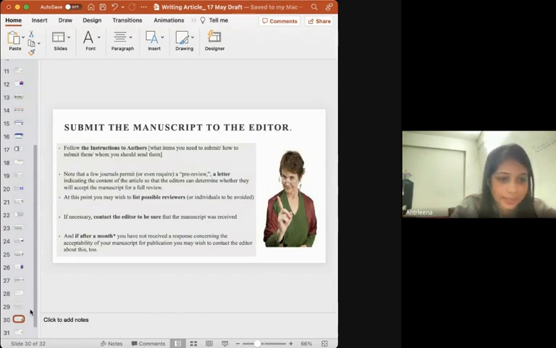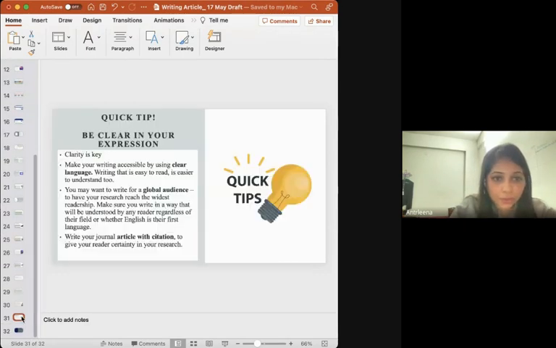Look into that. And yes, again, just a very quick tip is that clarity is key. Make sure your articles are clear. Just a revision of what I've already told you. Clear language, making your writing accessible. This will make your article more readable, more understandable. And if your article is understandable, it will be read by a lot of people, cited by a lot of people. So the important thing is you make your writing clear.